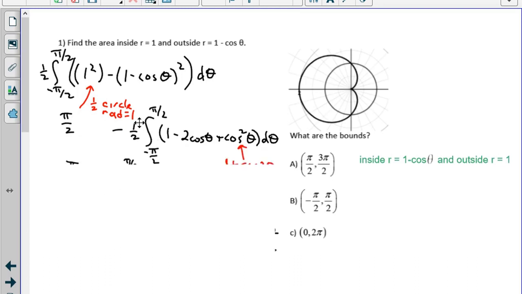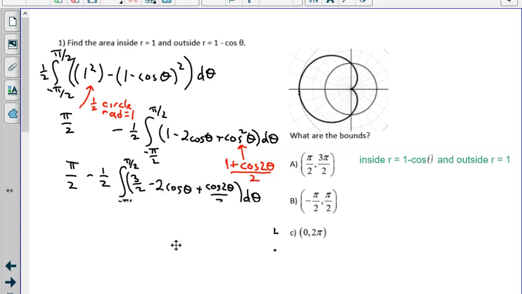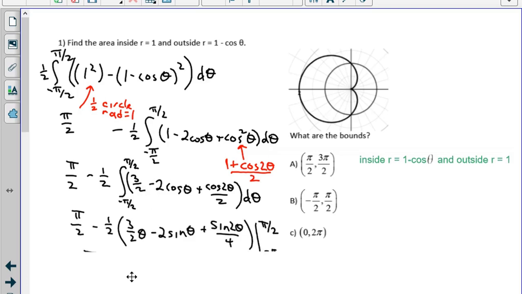So now I go from 1/2 the integral from negative pi over 2 to pi over 2. I distributed this out. One reminder that cosine squared is equal to 1 plus cosine 2 theta all over 2. So now I can replace this with 1/2 plus cosine 2 theta over 2. 1 plus 1/2 equals 3/2. That's where that comes from. And now I integrate. So it becomes 3/2 theta minus 2 sine theta plus sine squared theta, or sine of 2 theta over 4. I'm going to evaluate that.